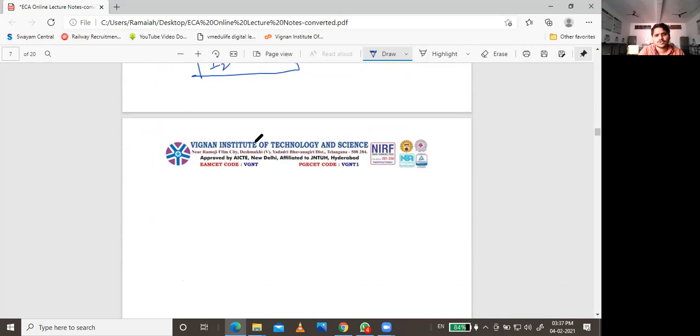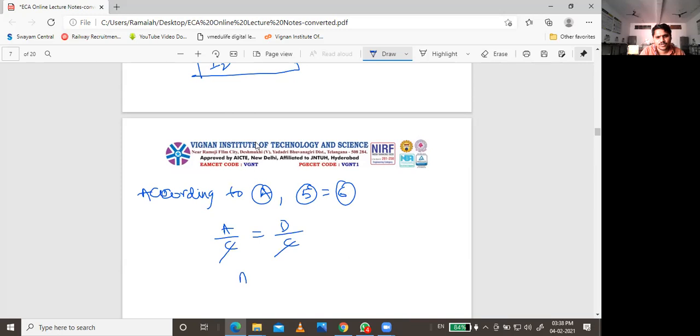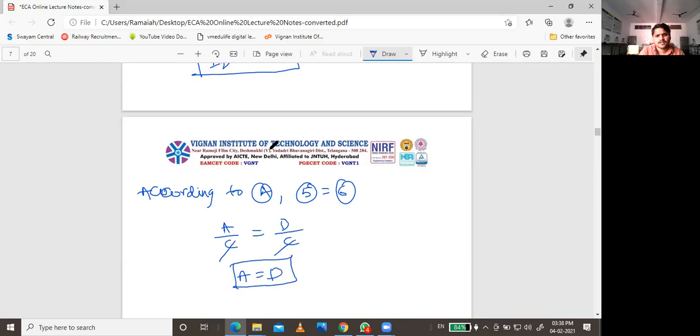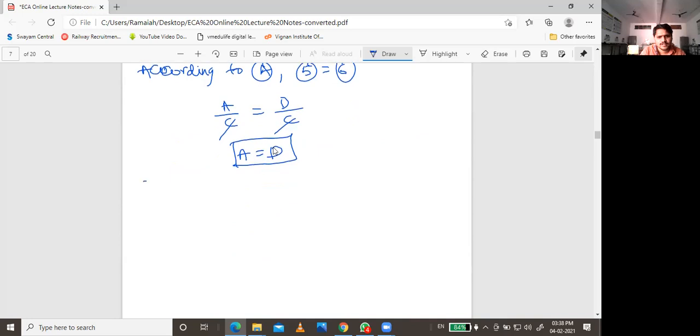So, according to the symmetry condition, according to equation A, this 5 must be equal to 6. What is the 5? A by C equal to D by C. C cancels. Therefore, A equal to D. Okay. Now, what is the conclusion?